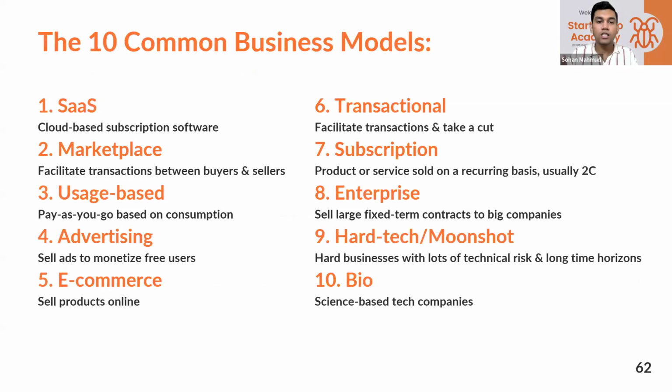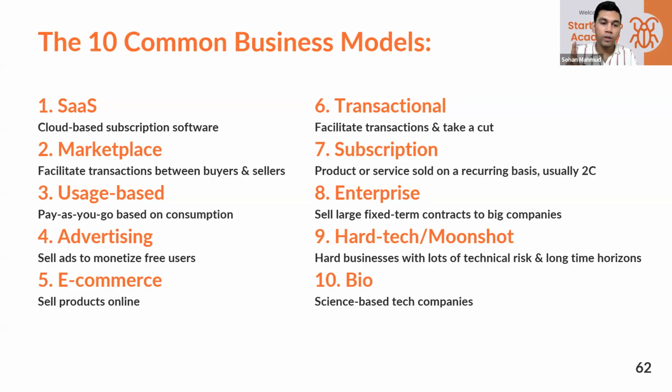So what are the 10 common business models? First of all, SaaS, the most common one nowadays, and even in the early 2000s it was the most common one, is cloud-based subscription software. Then we have marketplace, which facilitates transactions between buyers and sellers. Then there's usage-based. It's like as much as you consume, you pay based on that. And then advertising, like selling ads to monetize free users. You're not charging the users, but you are showing ads to gain a lot of revenue.